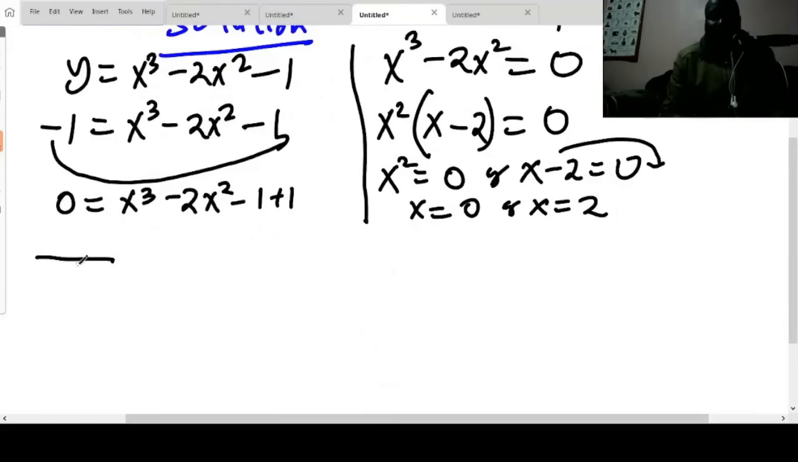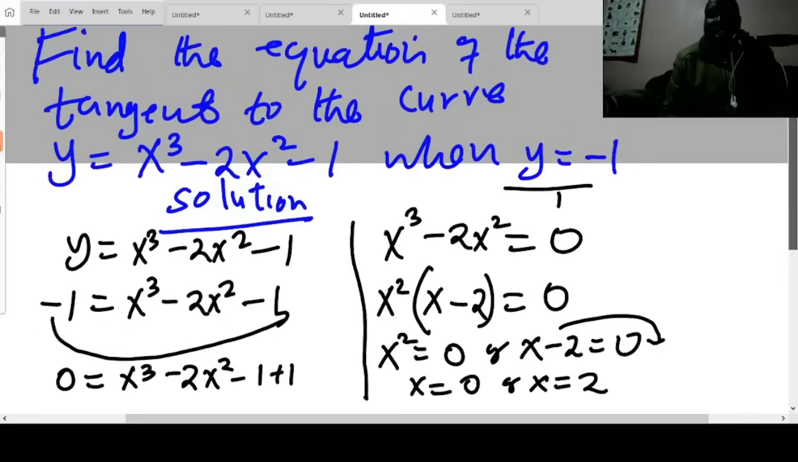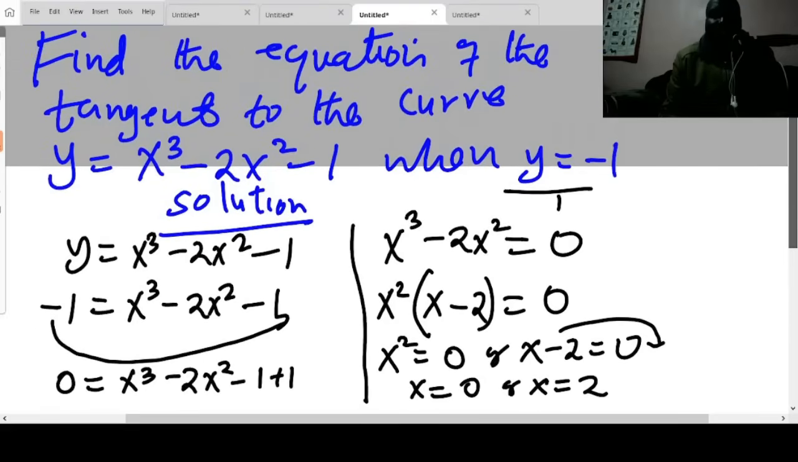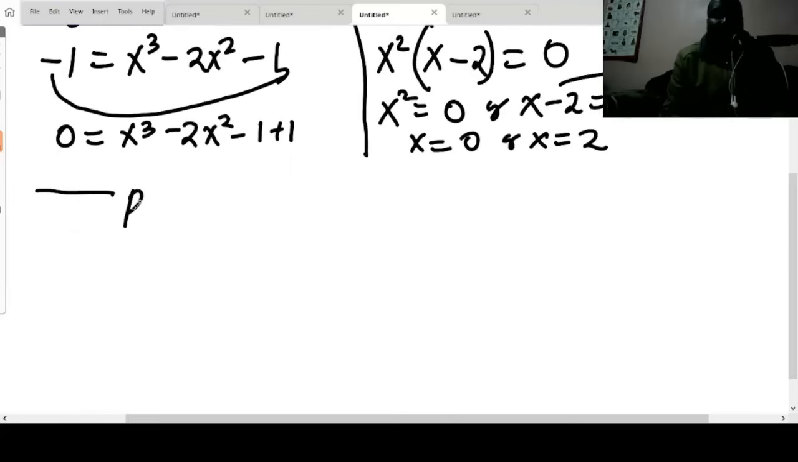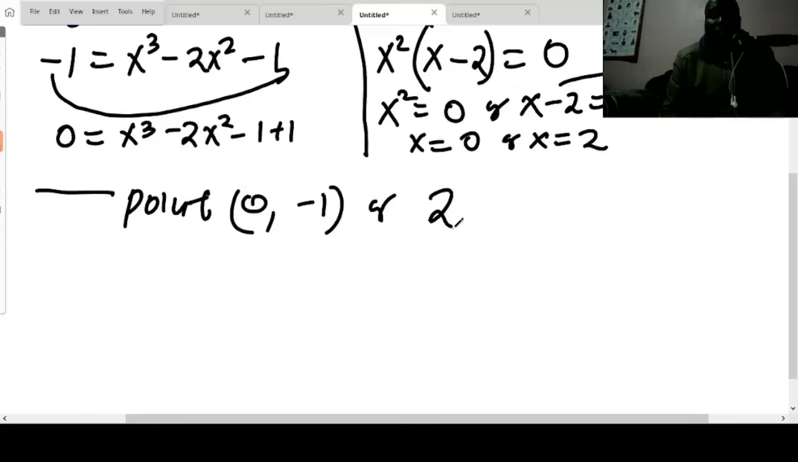There's no need of underlining. So remember the question was asking us to do what? To find the equation of the tangent. So it means now we have the point, which could be (0, -1) or (2, -1), because the values of x.